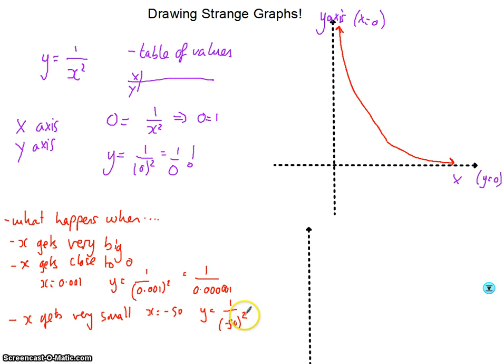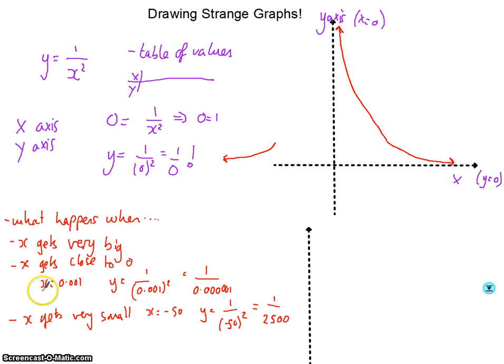But minus 50 squared, that's a positive number, isn't it? So that's 1 over 2,500. Which is very small, but it's positive, right? So as x gets very negative, y is still going to be positive, but again, it's going to approach 0.